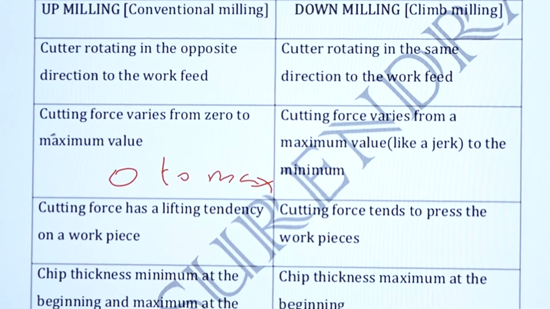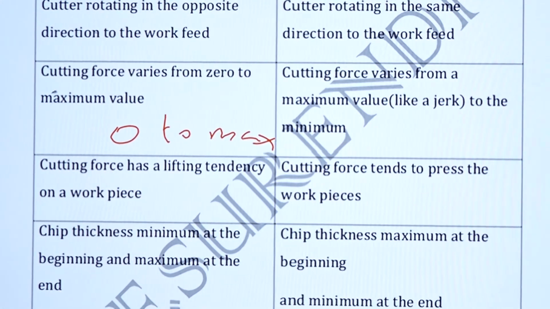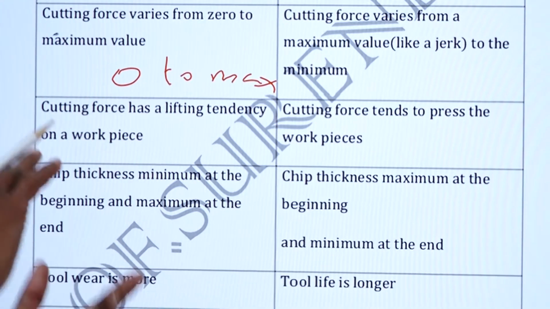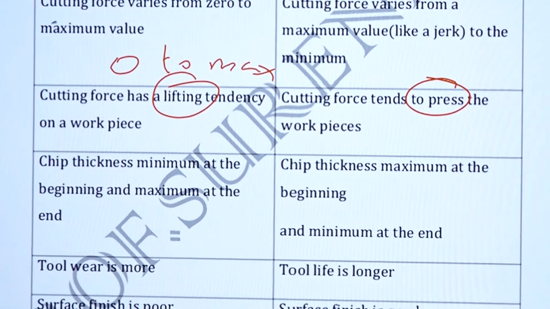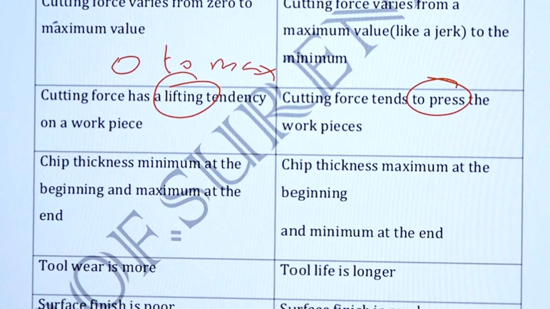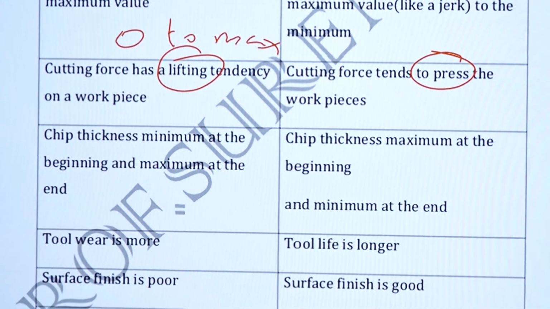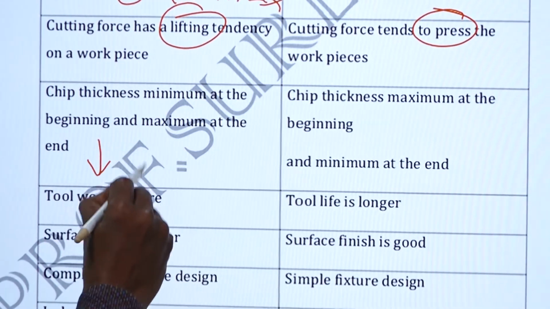Here the cutting force tends to lift the workpiece, throwing it, and here it will hold the workpiece down. In up milling it tends to lift, in down milling it tends to press. And chip thickness is minimum at the beginning. Here chip thickness goes from minimum to maximum.